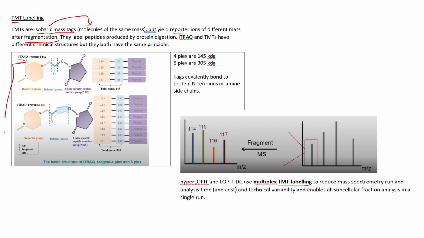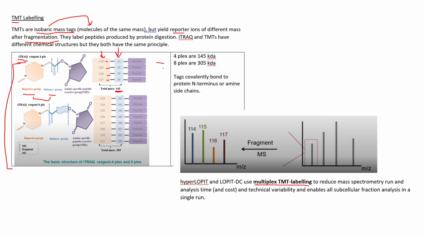So here I've just put a picture of iTRAQ. You have a reporter group and a balance group, and these two always add up to the same mass, like over here, 145. But then the balance group and reporter group change. So you get 114, 115, 116, 117 Daltons.